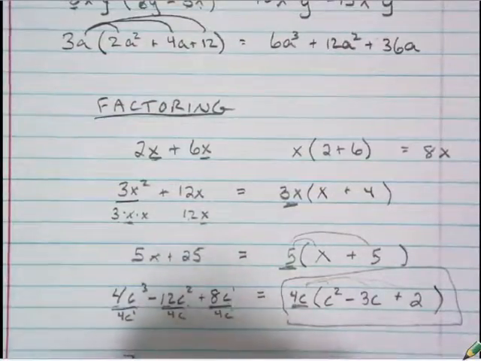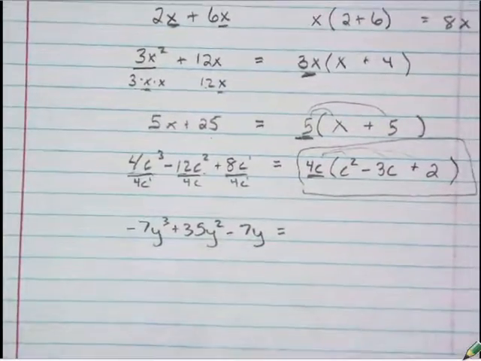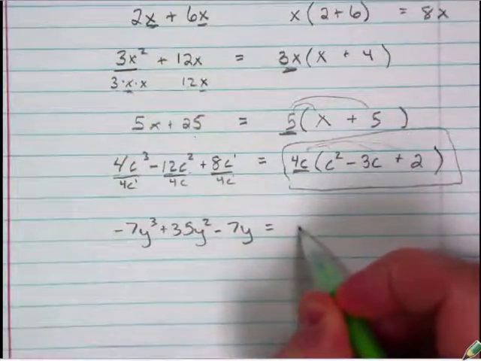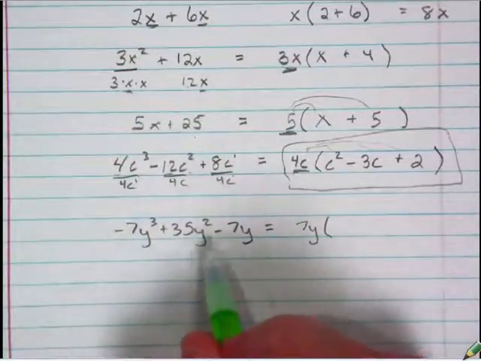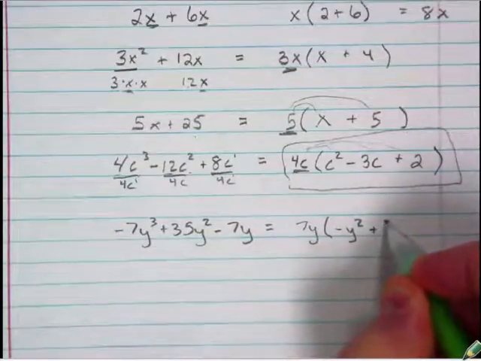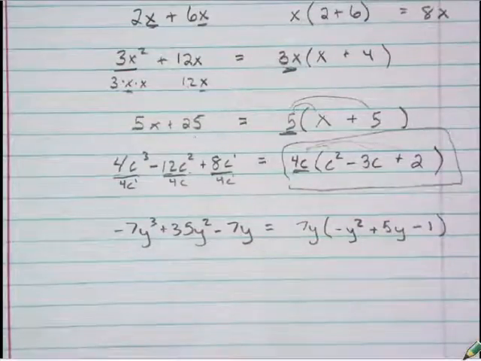So if I do negative 7y cubed plus 35y squared minus 7y. See if you can factor that by GCF. Pause the video, try it yourself. If you got a GCF of 7y, you are correct. And if I divide all of these by 7y, I would get negative y squared plus 5y minus 1. We will talk about if and when the GCF should be negative later. Okay?